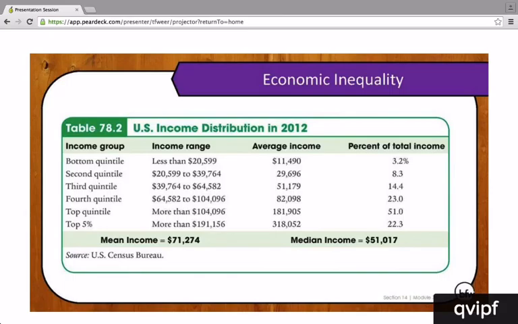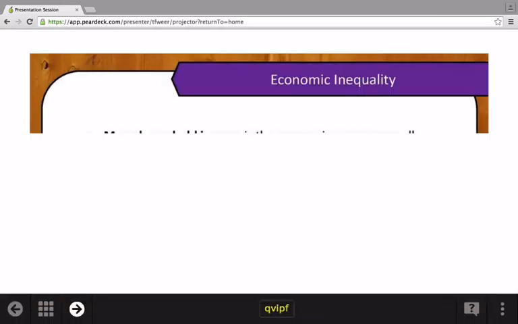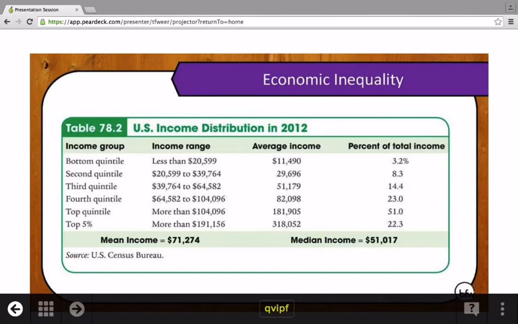Well, not the third column, I'm sorry, this is a different table. Let me see if I have the right table here. I don't think I put the right table in here, but let me just kind of explain what I mean by this.